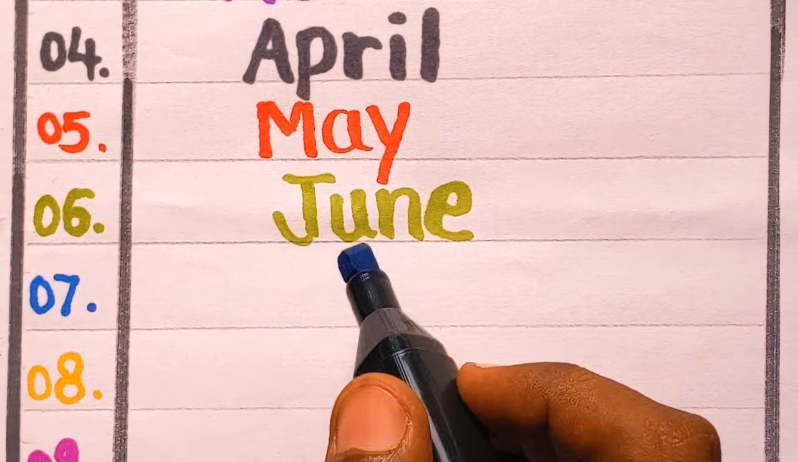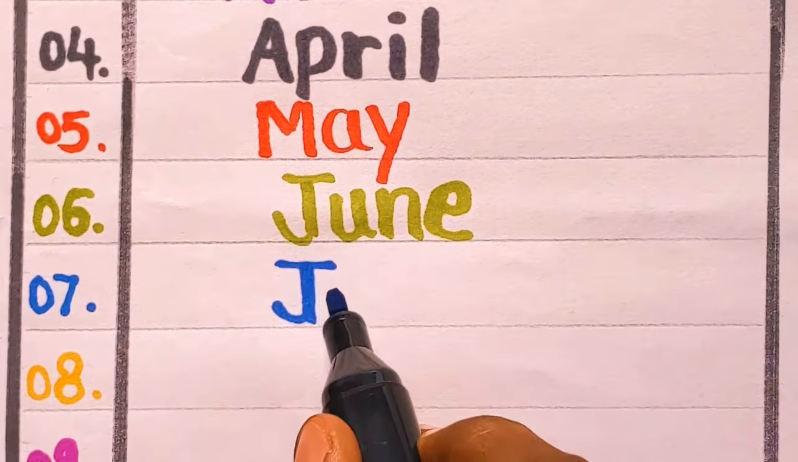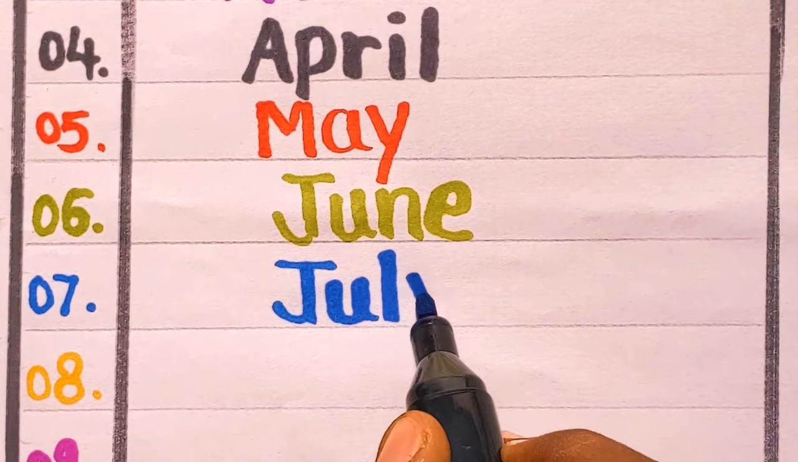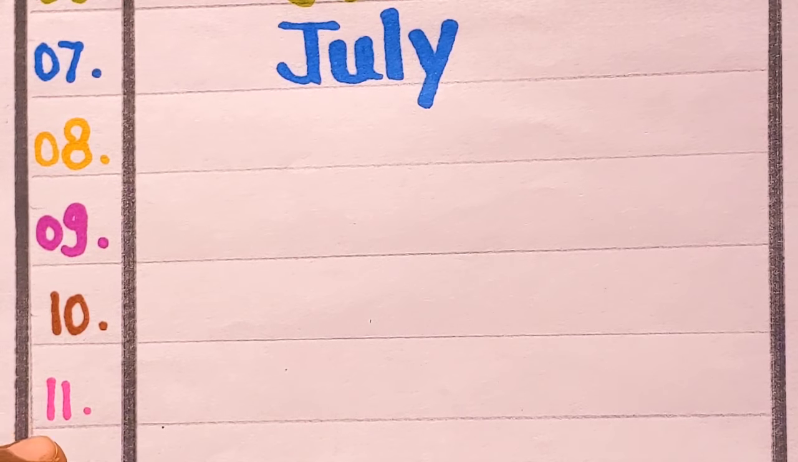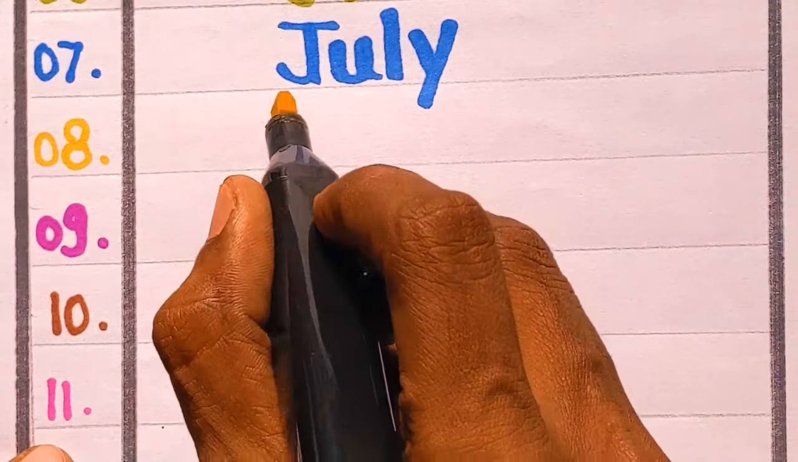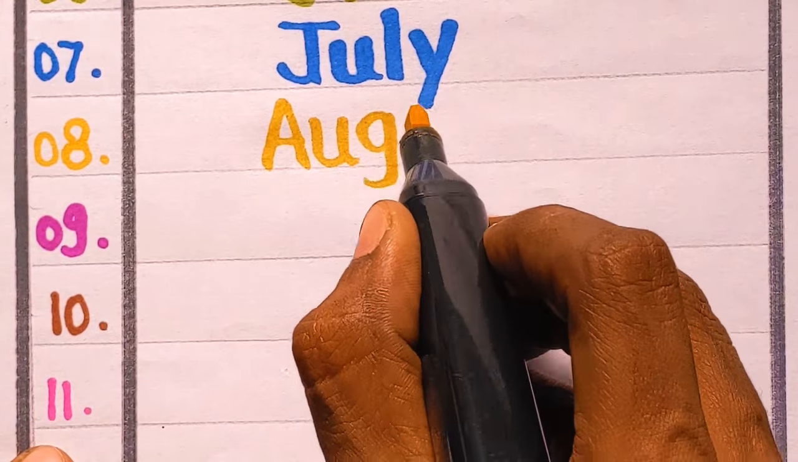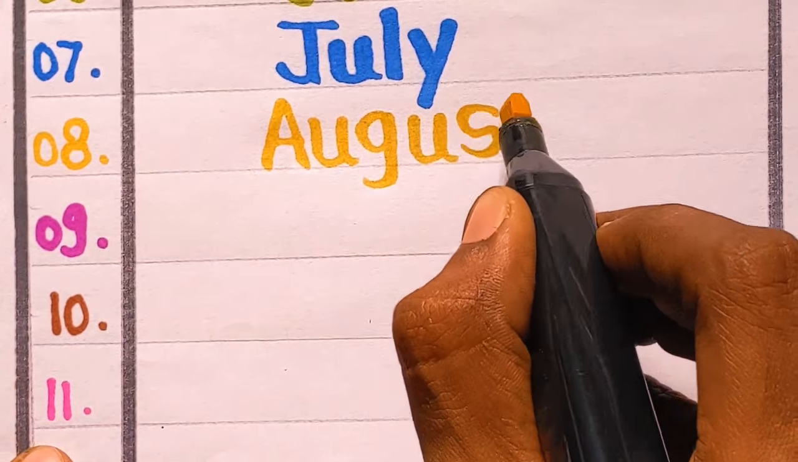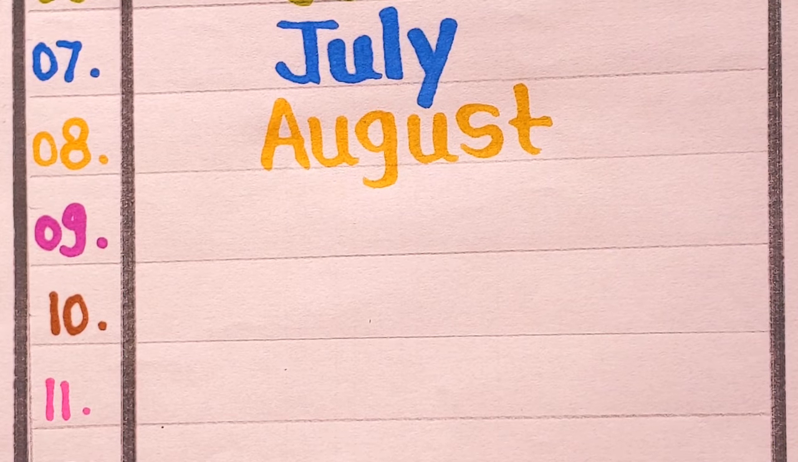Number seven is July. J U L Y, July with the blue color. Number eight is August. A U G U S T, August, yellow color.